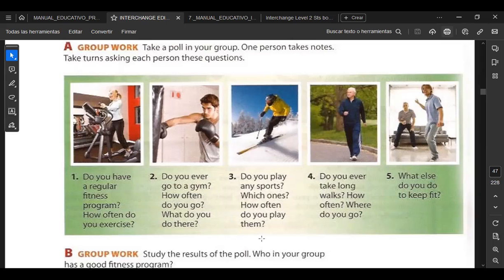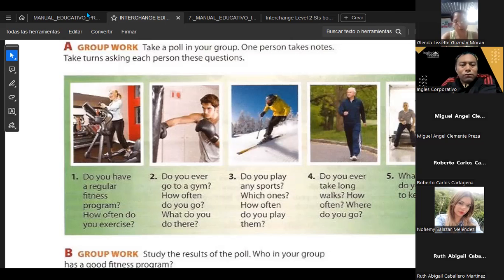Okay, now the number four. Can you ask the question number four? Vamos con la number four. Lucia, can you ask the question number four to Rommel? Do you ever take long walks? How often, where do you go? Caminatas largas? Rommel, do you take? No, I don't. Okay. If you answer with a short answer, no, I don't, so, hasta ahí llega la pregunta, ¿verdad?